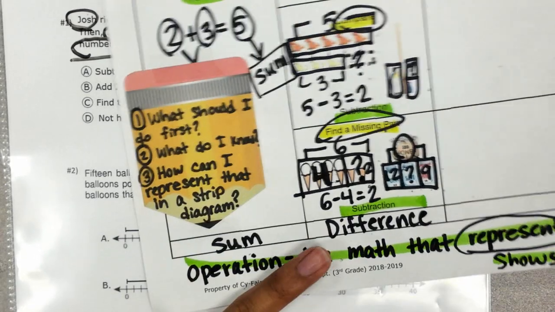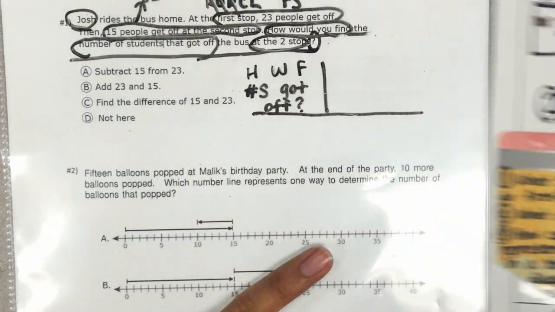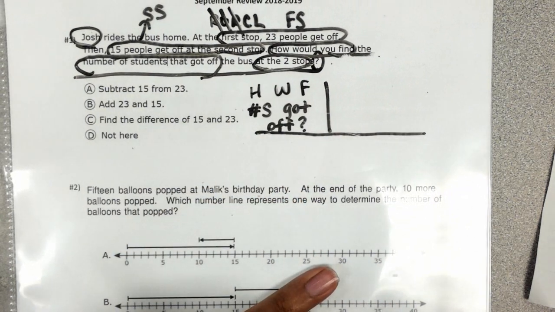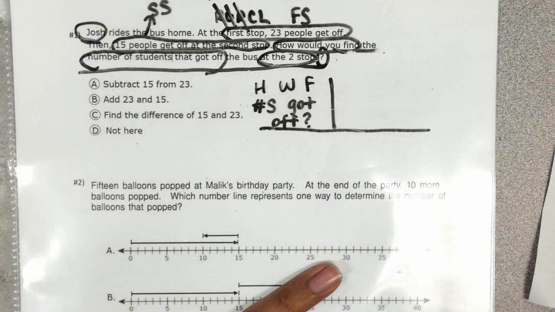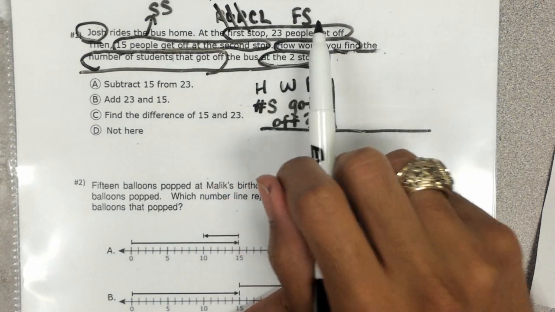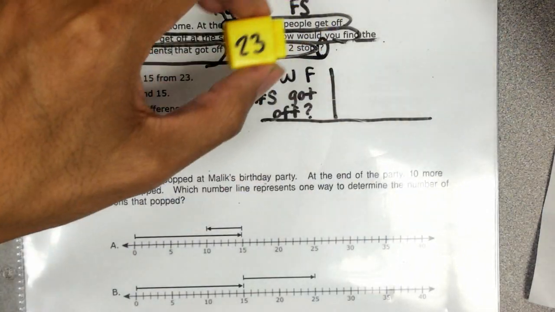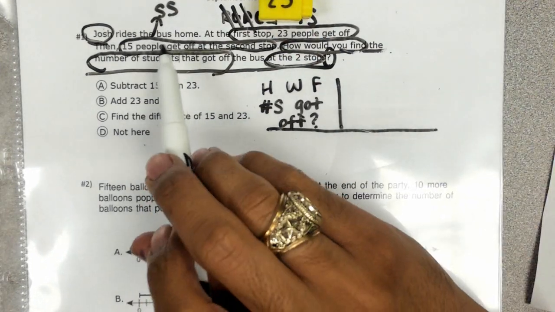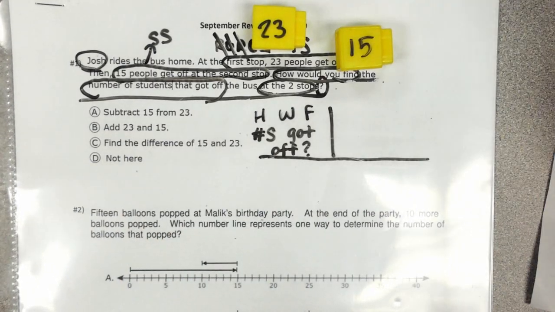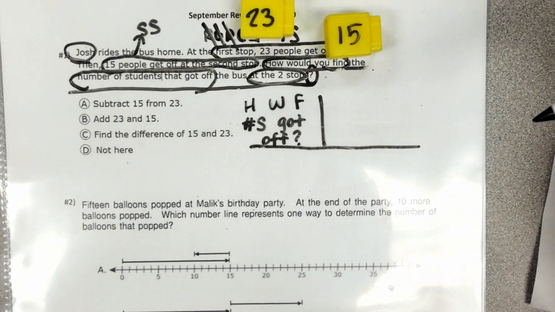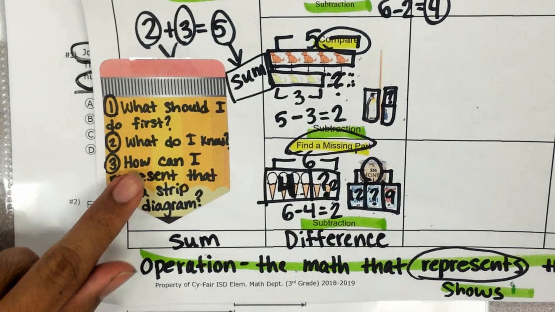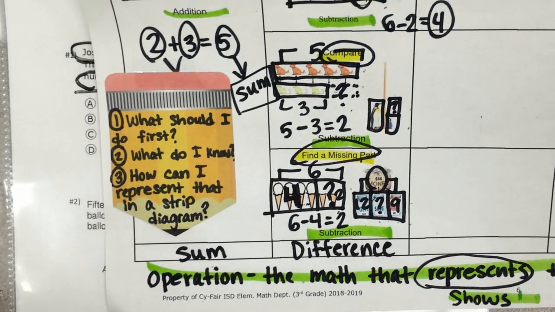My next question is, what do I know? Well, I know that this question is about Josh and that he rides the bus. I know that there's 2 stops and that at the first stop, 23 people get off. So that's represented by this Unifix cube. And I also know that at the second stop, 15 people get off. And the question wants to know how many people get off at the 2 stops. So I'm going to use what I know and think about how can I represent that in a strip diagram.